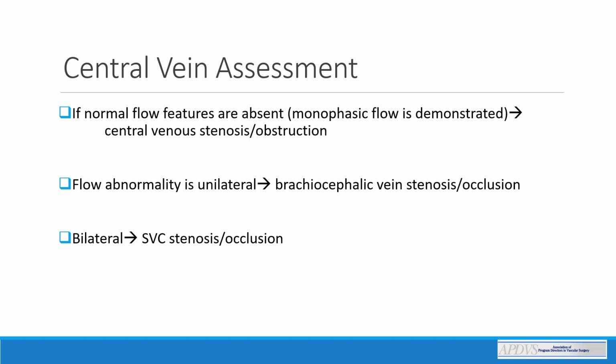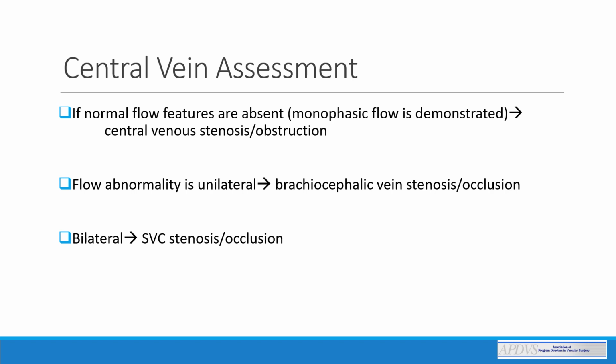If normal flow features are absent and monophasic flow is demonstrated, then central venous stenosis or obstruction is inferred. If the flow abnormality is unilateral, brachiocephalic vein stenosis or occlusion is likely. If bilateral, a superior vena cava stenosis or occlusion is likely.